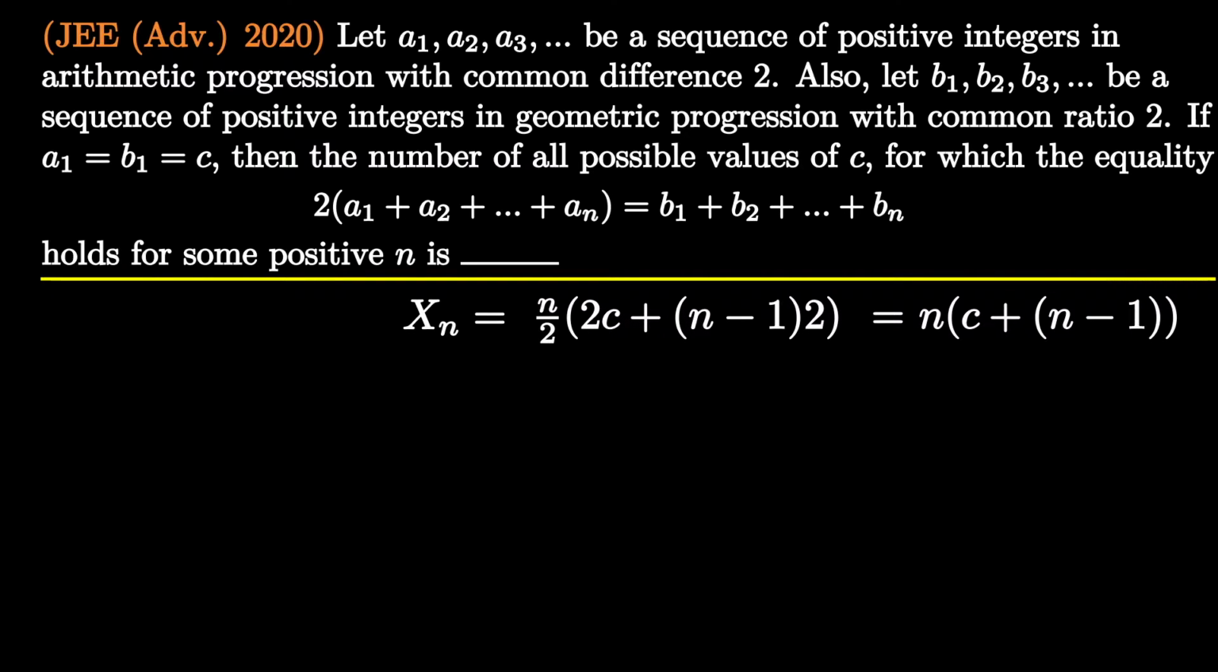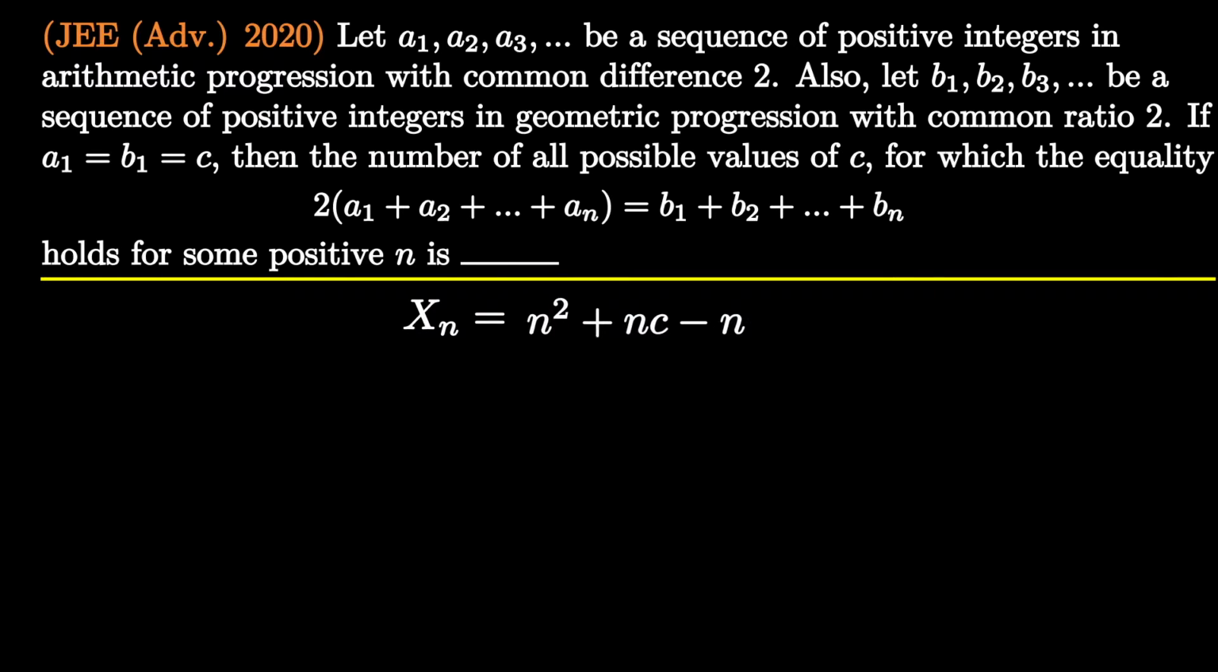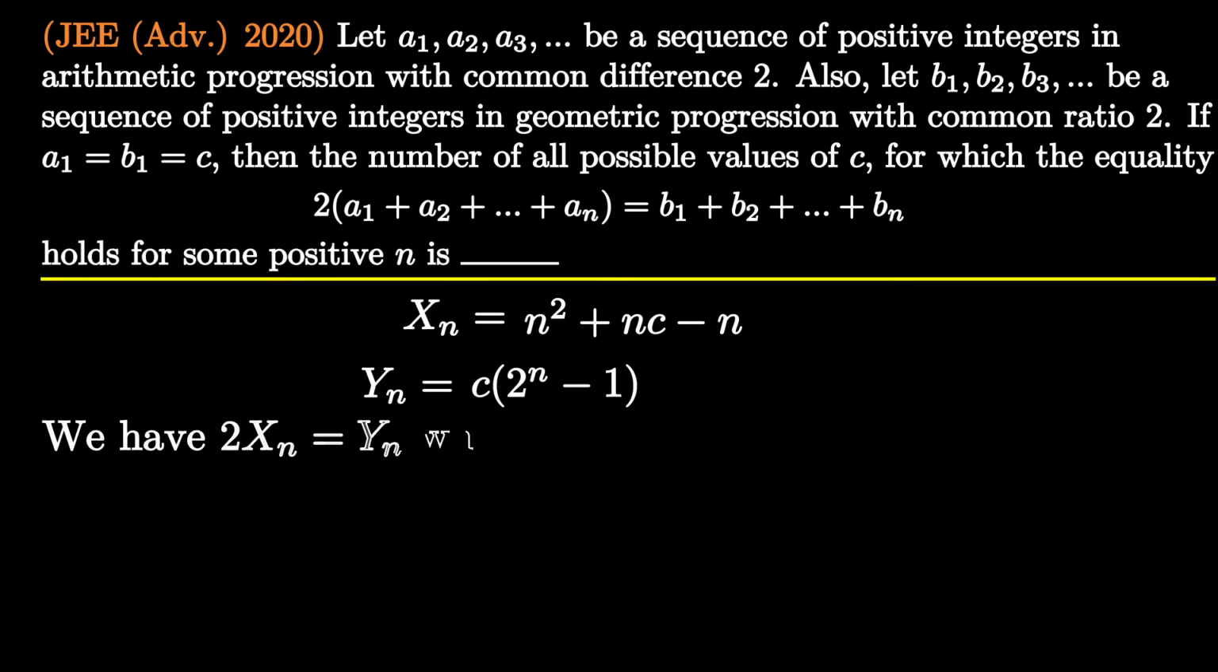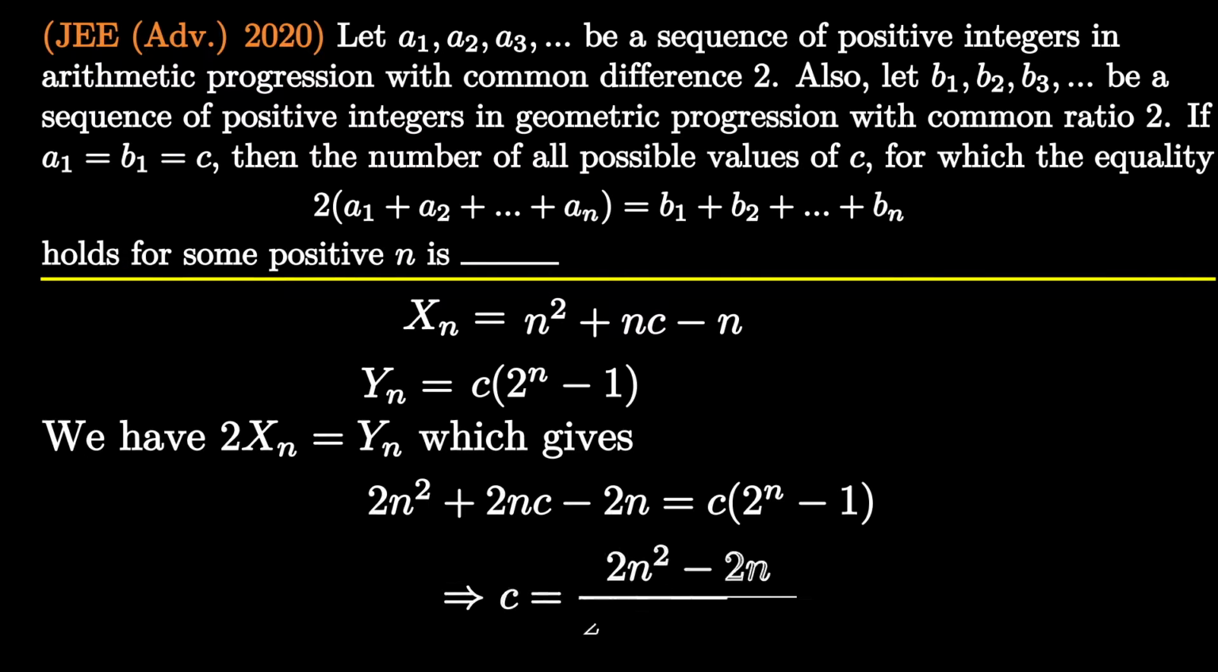Let xn and yn be the sum of the terms of AP and GP respectively. By using standard formulas, we can find the values of the sums. We get xn is equal to n square plus nc minus n, and yn is equal to c into 2 power n minus 1. We are given the condition twice of xn is equal to yn, which gives c is equal to (2n square minus 2n) upon (2 power n minus 2n minus 1).